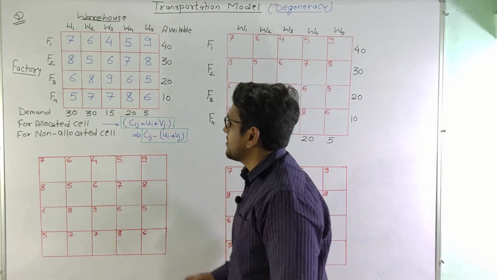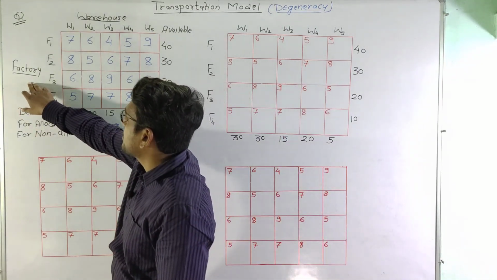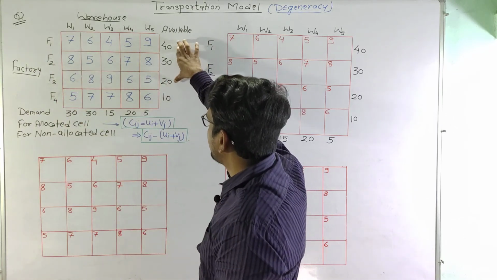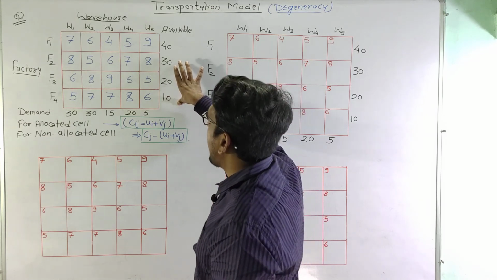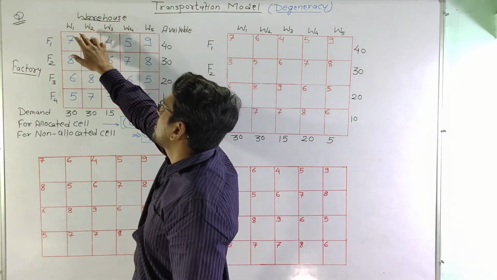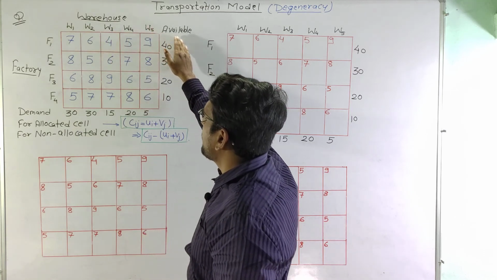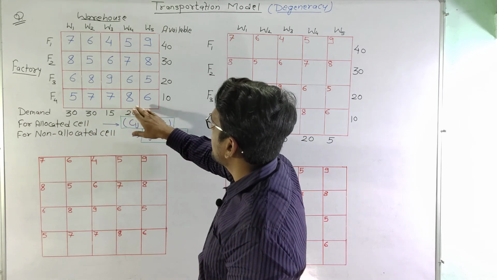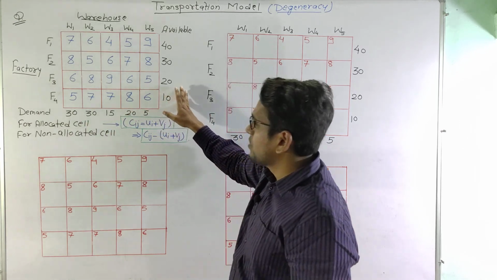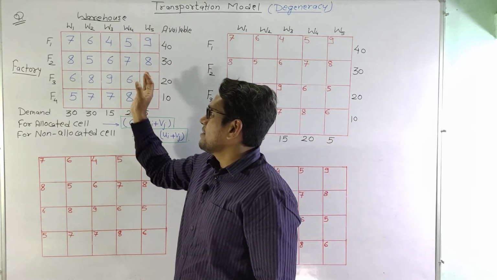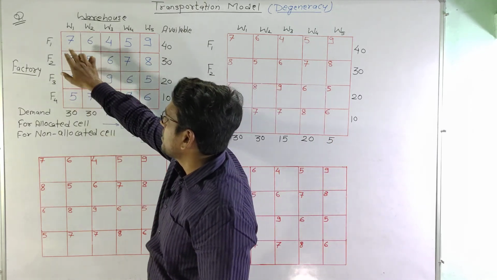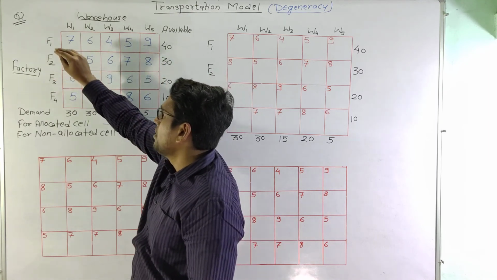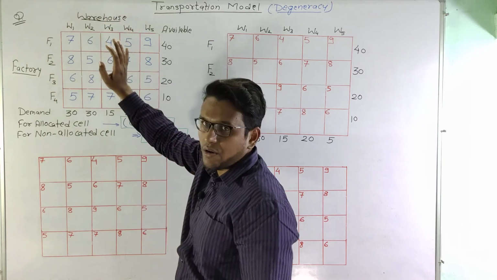So the problem says that there are 4 factories 1, 2, 3, 4 with an availability of 40, 30, 20 and 10 respectively, and there are 5 warehouses W1, W2, W3, W4 and W5 with the demand as 30, 30, 15, 20 and 5 respectively. So our objective is to minimize the total cost, and here the unit transportation cost in rupees is given from factory I to warehouse J.